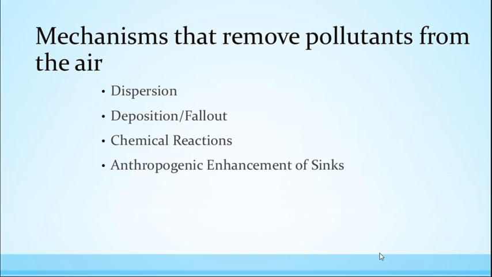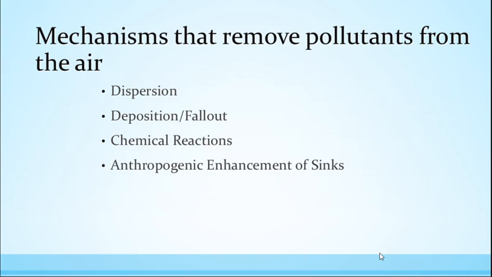Okay, so mechanisms that remove pollutants from the air, I mentioned that as the last thing. Dispersion definitely makes less concentration. Dispersion is not the answer though, because it just spreads the pollutant out. It doesn't make it go away, but it can lower concentration. Deposition and fallout, that actually does mean that it leaves the atmosphere. Some chemical reactions break down things. I mean, we saw that with the ozone. One chlorine molecule can destroy 100,000 ozone molecules, right?